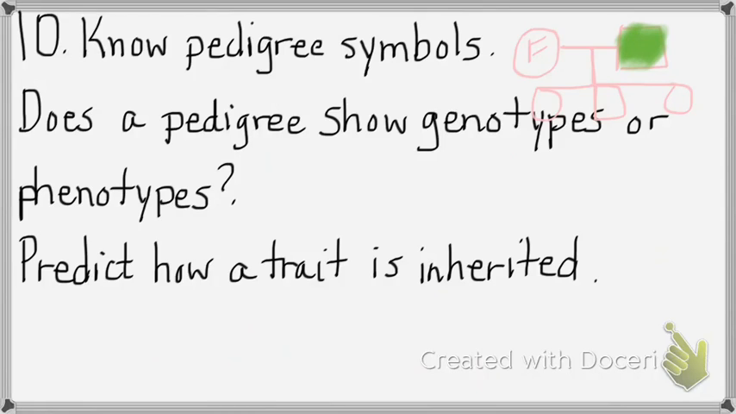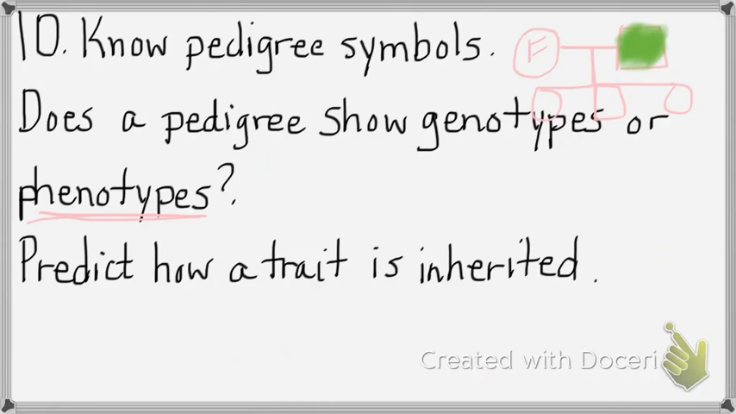Okay, does a pedigree show genotypes or phenotypes? Remember, genotypes are the actual gene content. Phenotypes are what they look like. What does a pedigree show? It shows you big A little a's and little a little a's? It shows that to you? You have to figure that out. What does it show you? Phenotypes, whether you're normal or you have the disorder. It just shows you phenotypes.